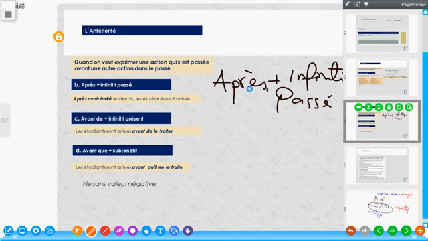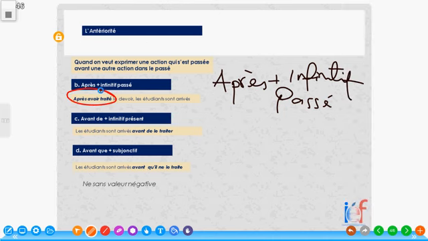Si vous regardez ici, après avoir traité le devoir, les étudiants sont arrivés. After having treated the assignment, the students arrived. All right? After having treated the assignment, the students arrived.